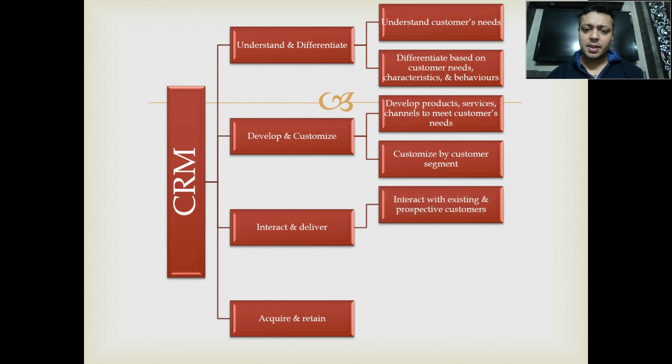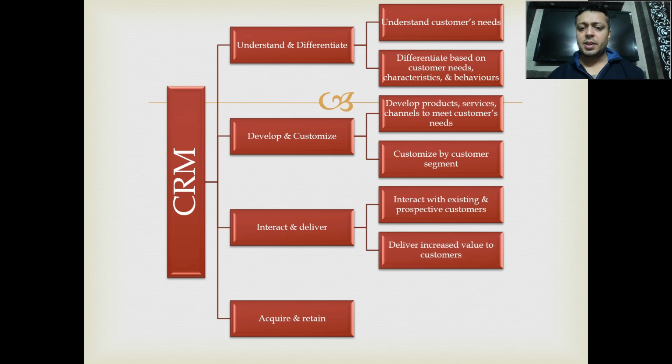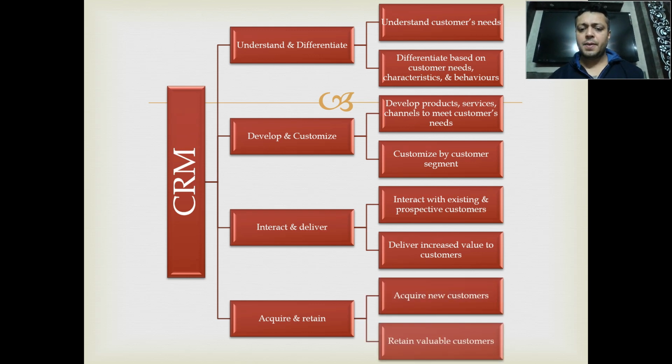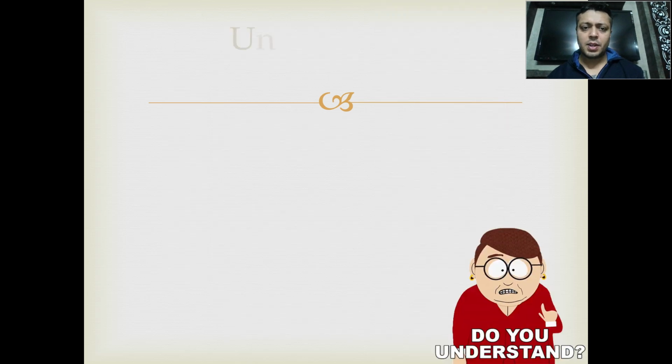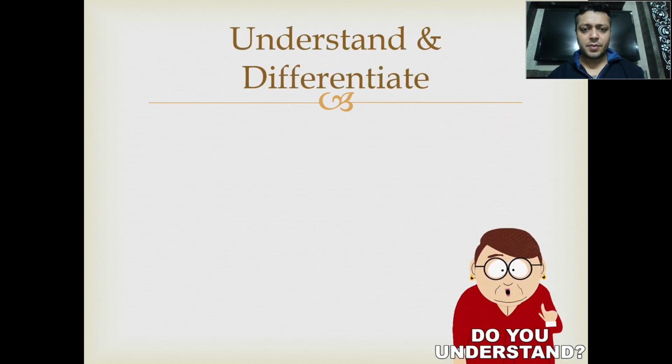Third is interact and deliver, interact with existing as well as prospective customers. Both are important, right? So we need to interact with both of them and thus deliver increased value to the customers. Lastly, acquire new customers and retain all the existing valuable customers. So the first is understand and differentiate.